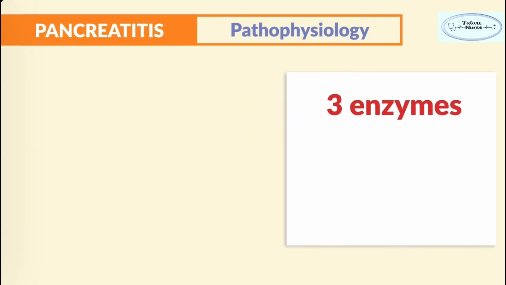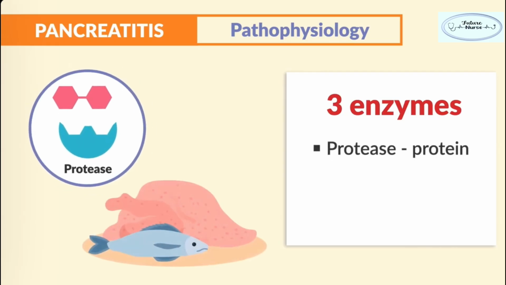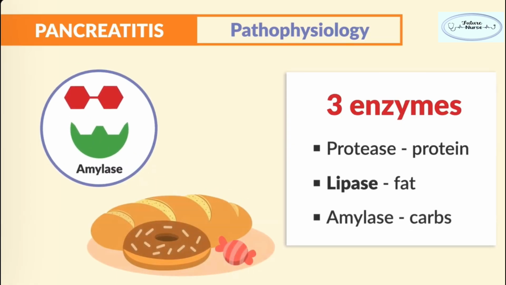So the three key enzymes to know are protease, which breaks down protein. Lipase, one of the biggest affected by pancreatitis, breaks down fats. So just think lipids and lipase, lipid for fat. And lastly, amylase breaks down carbs or carbohydrates.